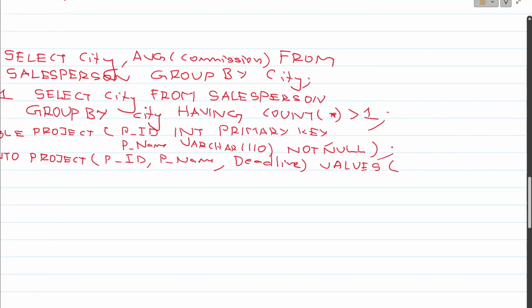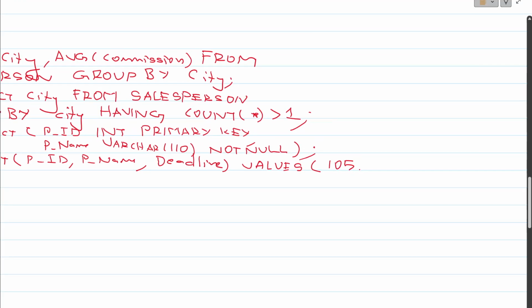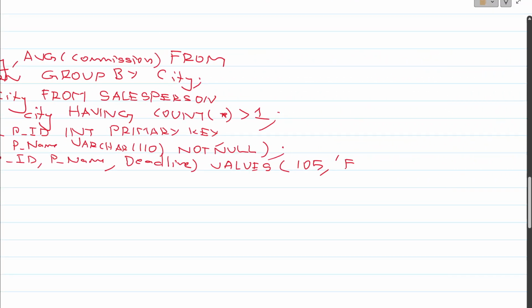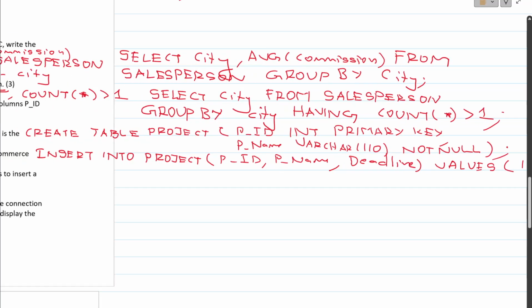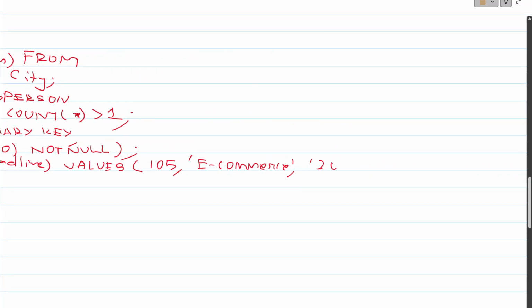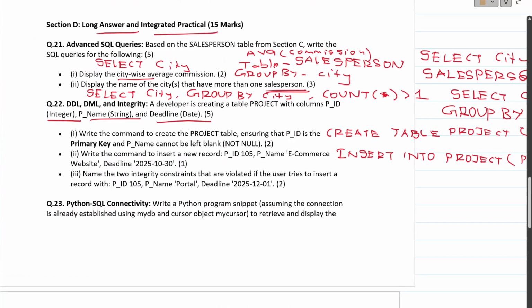Here you will be writing what all values are given in the question. So the values 105, and the name as a string, so that has to be kept in single quotes, that is e-commerce. Thereafter the deadline is 2025 10:30, in single quotes. Okay, then a semicolon. Over. So we have already done 3 of the most beautiful questions from this particular area.